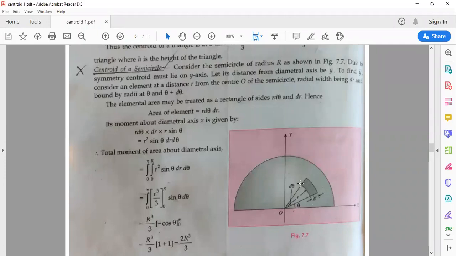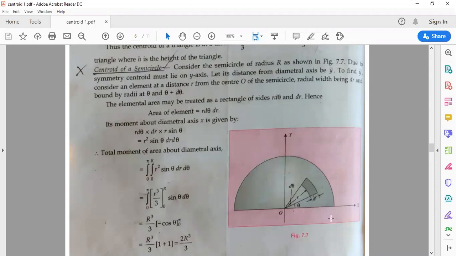The thickness of the strip is dr, the angle made at the center is d theta, and r is the radius. Then what about this arc length? The arc length will become r into d theta. R d theta is the arc length, dr is the thickness. Then the area of this rectangular strip will be equal to dr into length r d theta. So r d theta into dr is the area of the element.